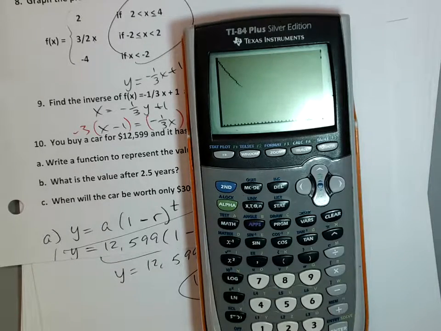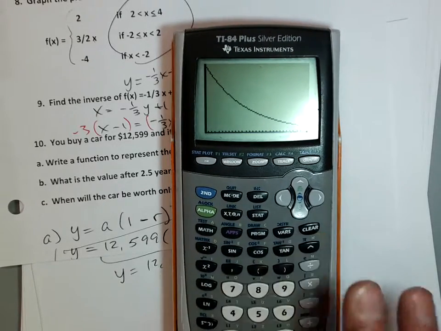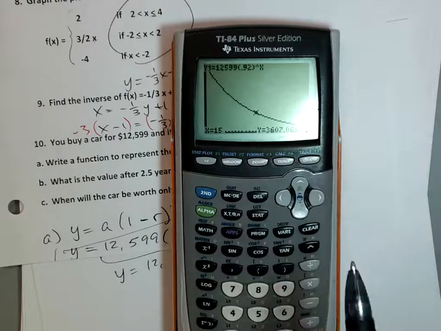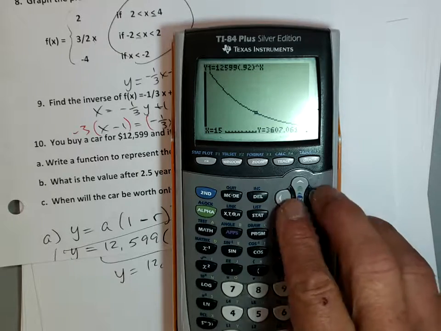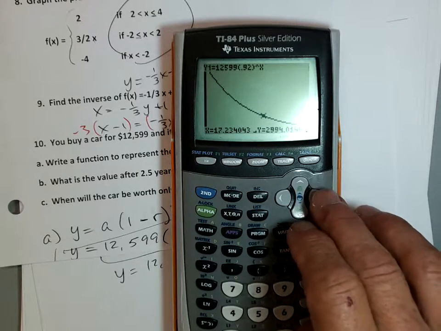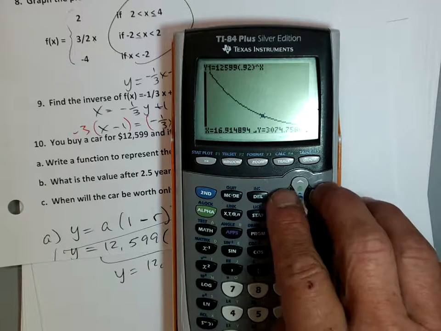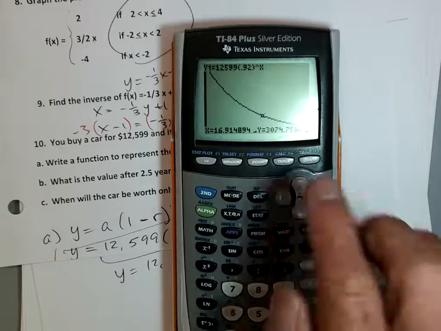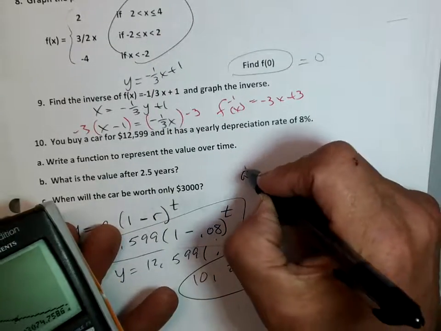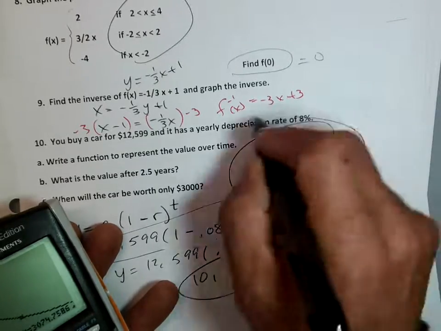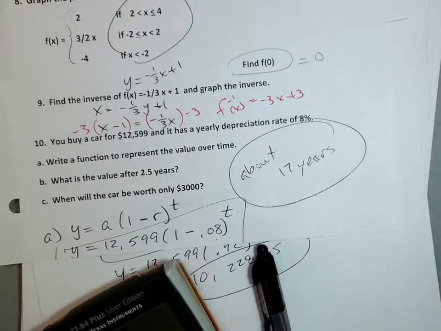Graph. Okay, there it is. It's depreciating. It's got the same kind of curve that we're looking for. I'm going to go to my trace button. Okay, so I go to trace, and I'm looking for the y value when it's 3,000. I'm pretty close, aren't I? It's right about 17 years, right? Pretty close to 17. So I'm going to say about 17 years. Okay. All right, how's that? So don't lose this.